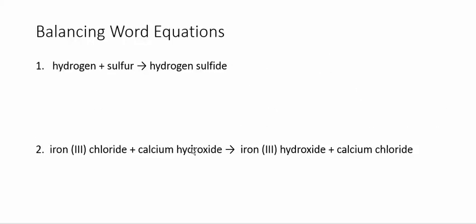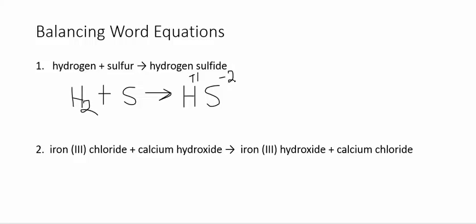Balancing word equations. If you have word equations, you cannot balance those until you write the formulas. Hydrogen is H2 plus sulfur. Sulfur is just S. Forms hydrogen sulfide. Hydrogen with sulfur. Balance the charges. +1, -2. Hydrogen sulfide is H2S. And then you go back and add coefficients if you need to, but in this case, everything is balanced, so I don't need to.